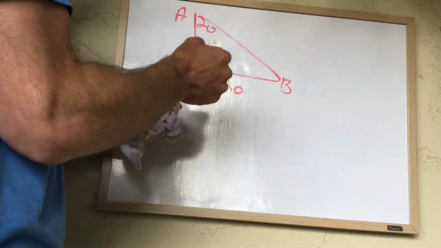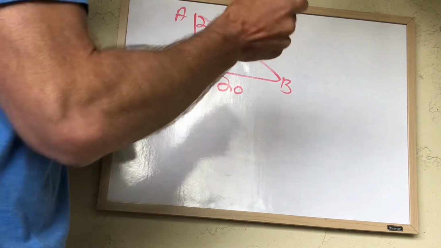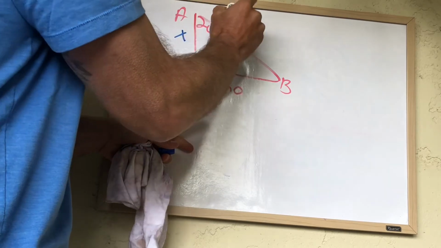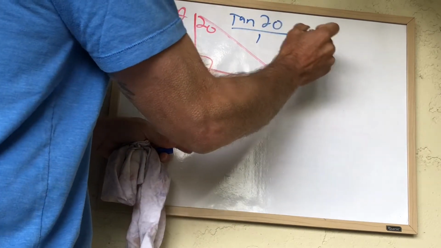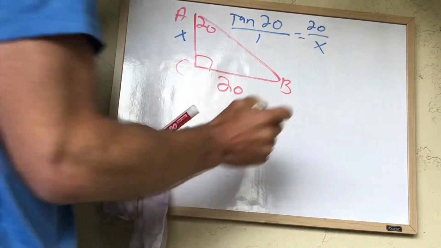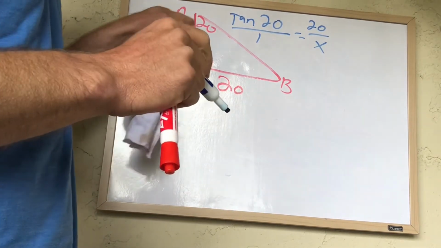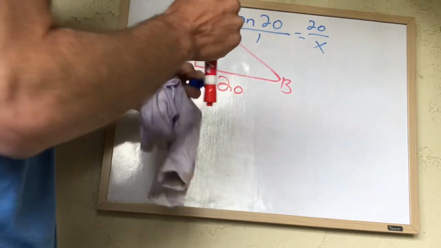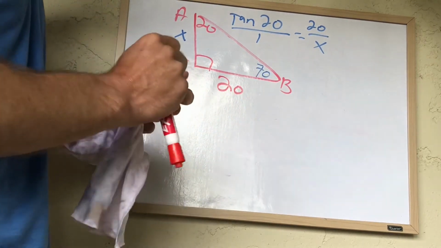What I would do, probably the easiest one, is let's find this side. So you could say tangent 20 equals opposite over adjacent. That would be the first way to solve for this, and then you can use the Pythagorean theorem to find this side. Because you know that this angle is 70 degrees.